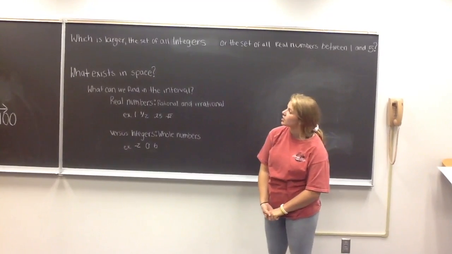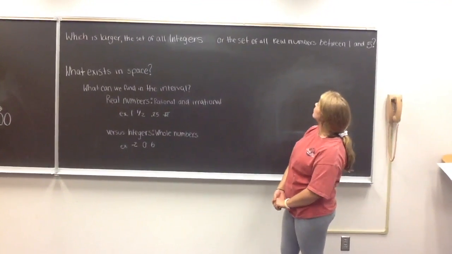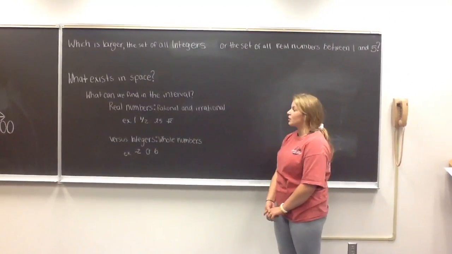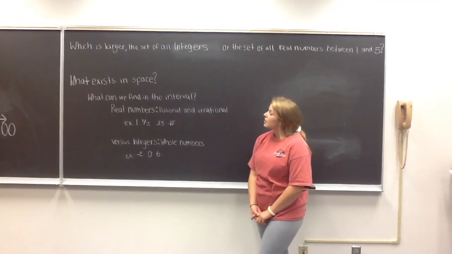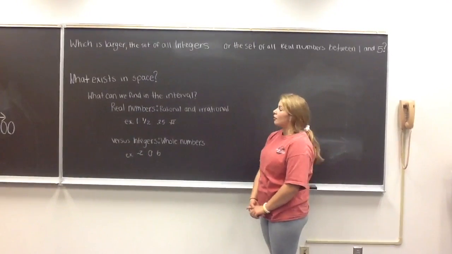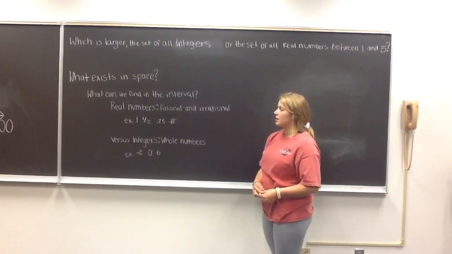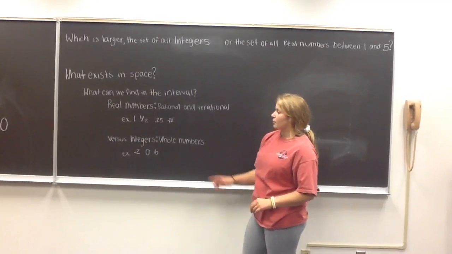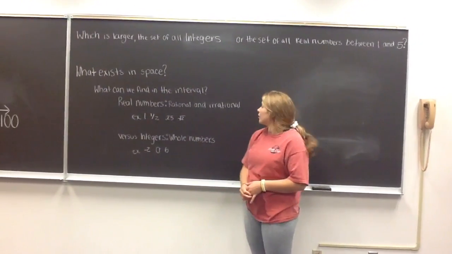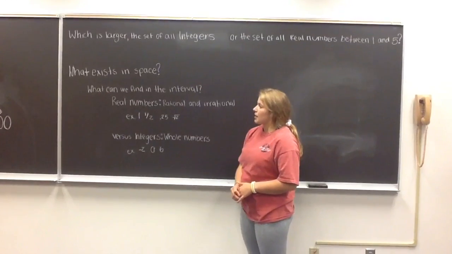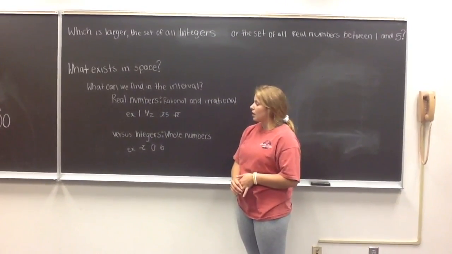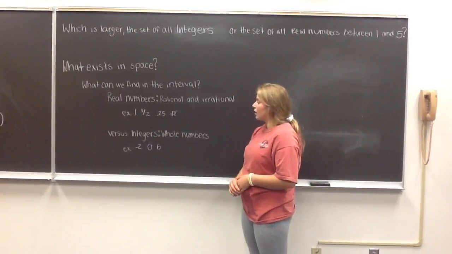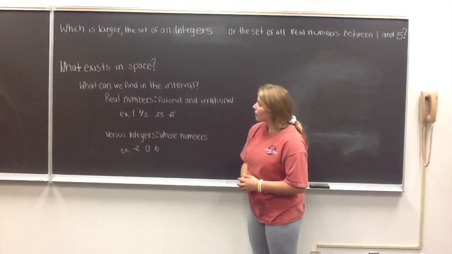The question is, which is larger, the set of all integers or the set of all real numbers between 1 and 5? So in order to answer this question, we have to look at what exists in space. So looking at the interval itself between 1 and 5, what possibilities can we find in the interval? And in the interval, we'll be looking at real numbers, which can be any rational or irrational number. So for example, it can be a whole number like 1, or it can be a fraction like 1/2, or a decimal, or like the square root of 2.